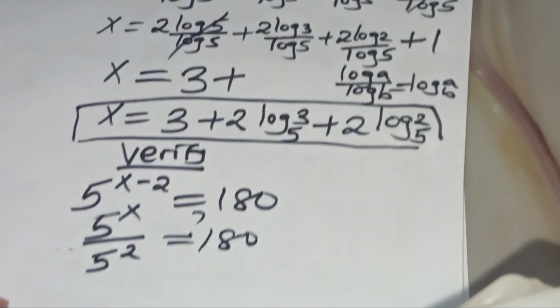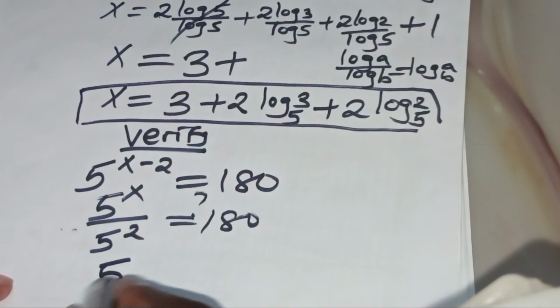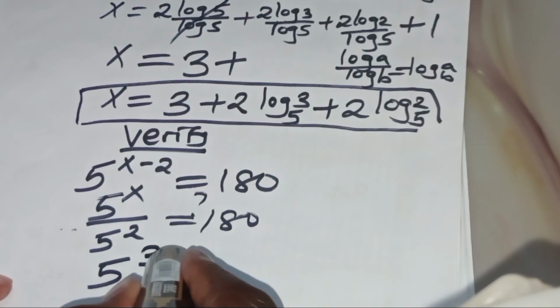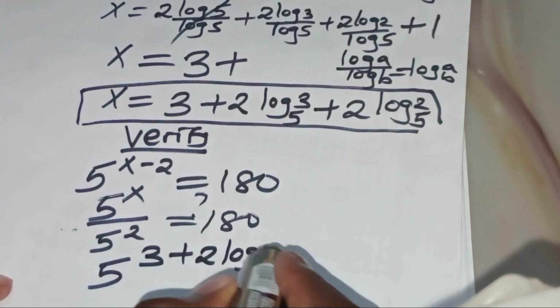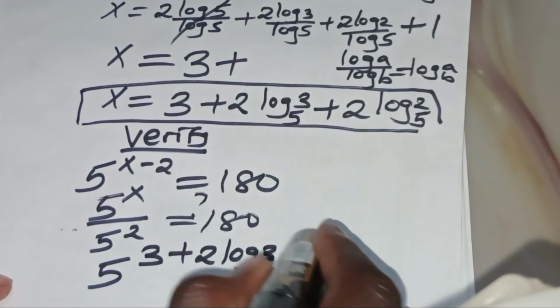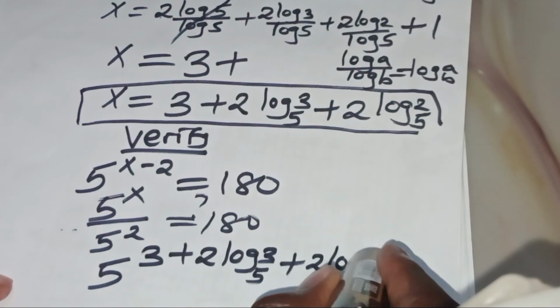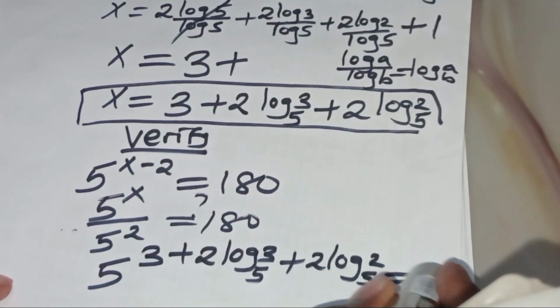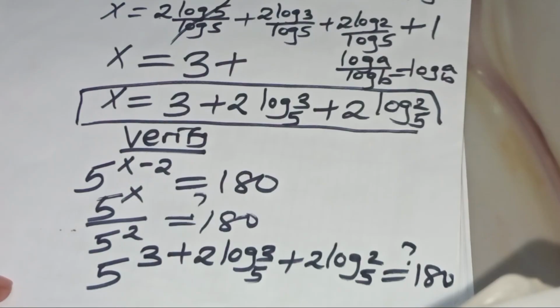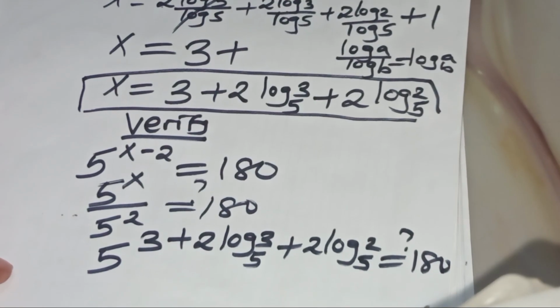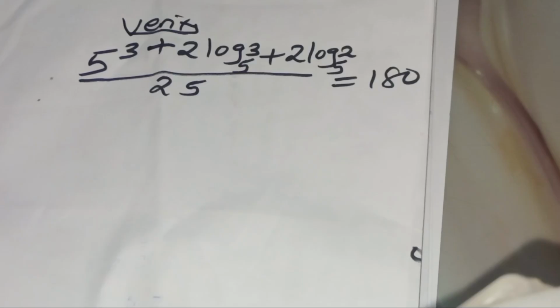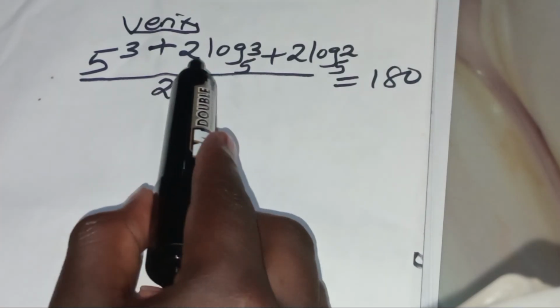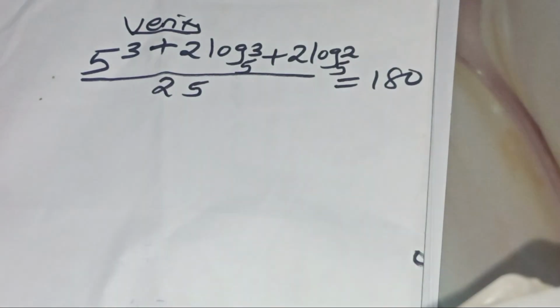Now from here, we substitute the value of x. So we'll have 5 to the power 3 plus 2 log 3 to base 5 plus 2 log 2 to base 5. This should give us a value of 180. Now you find that this is divided by 5 squared, which is 25. So now from what we have here, 5 to the power 3 plus 2 log 3 to base 5 plus 2 log 2 to base 5.